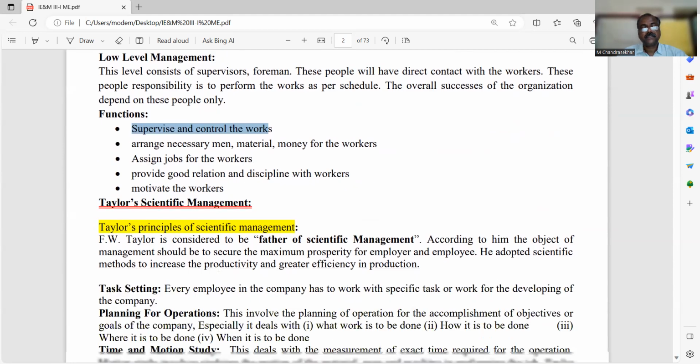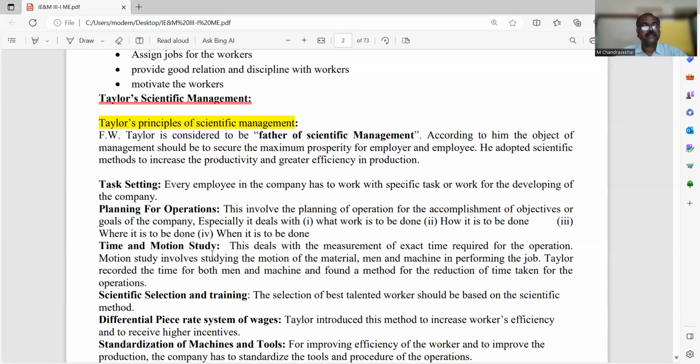So here we have various principles that are proposed by various management scientists in industrial engineering. There, the first person is Taylor. Taylor has proposed scientific management, and it is called Taylor scientific management. Taylor scientific management principles are as follows. F.W. Taylor is considered to be the father of scientific management. According to him, the object of management should be to secure maximum prosperity for the employer and the employee as well. He adopted scientific methods to increase productivity and greater efficiency in production.